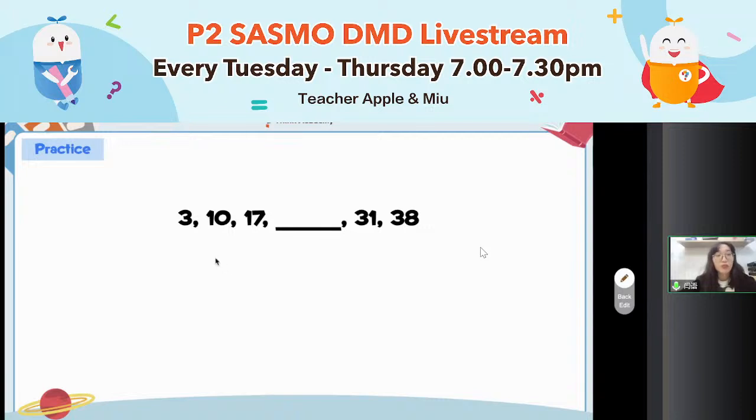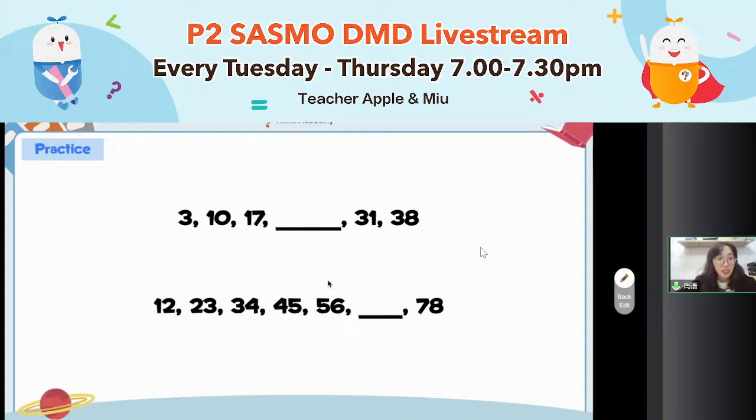3 plus what? 3 plus 7 equals 10, right? And then 10 plus 7 equals 17, and then 17 plus 7 equals 24. After that, do remember to check your answer. How to check? That is 24 plus 7 equals 31. After that, you can confirm, okay, your answer is correct. Understand? Okay, good job.